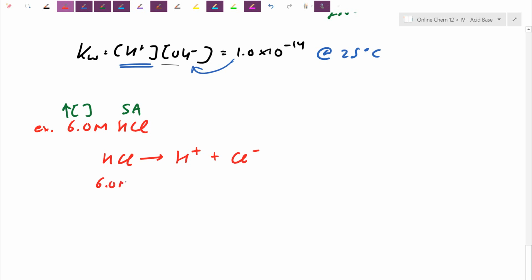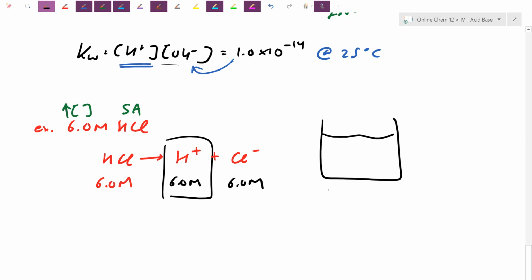If I start off with 6 molar HCl, because we are a one-way reaction, it completely separates. We're going to get 6 molar H plus and 6 molar chloride. We're going to see later on chloride is a spectator ion. Don't worry about that, it's in solution. What I care about here is actually the 6 molar H plus. So in my container, we have it labeled 6 molar HCl.